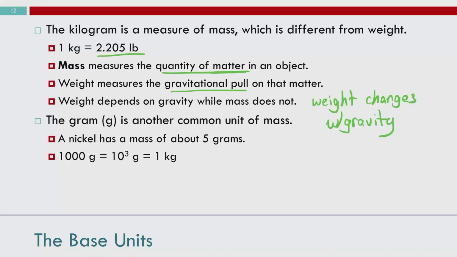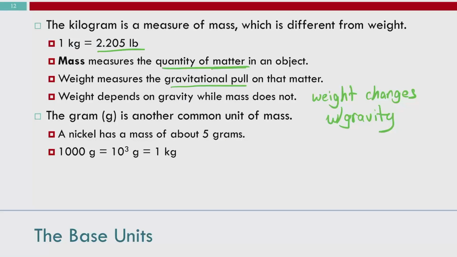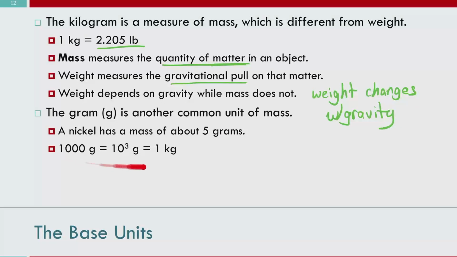The gram is another common unit of mass. We'll be using that a ton in lab because we're generally going to be weighing small things. So a nickel has a mass of about 5 grams, just to give you an idea of the size of a nickel. And we've got some more conversion factor stuff here. We'll learn about metric prefixes later in the chapter. Questions so far?